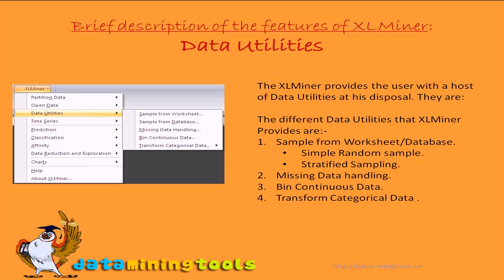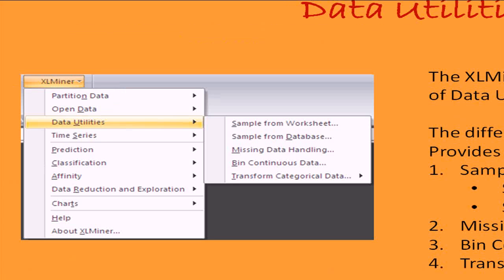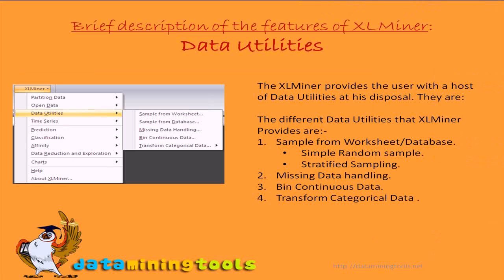Data utilities. XLMiner provides the user with a host of data utilities at his disposal. They are sample from a worksheet or database, which include sub-options that are simple random sampling or stratified sampling. Second option is missing data handling. Third, bin continuous data. And fourth is transform categorical data.